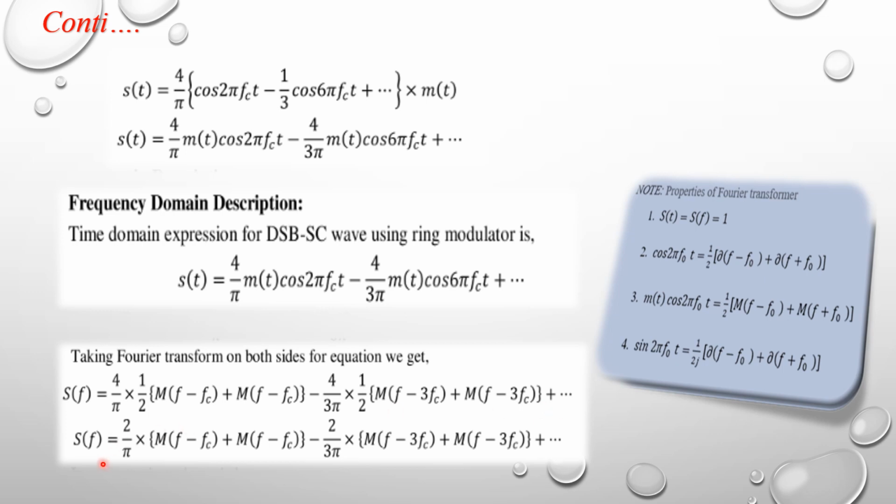So S(f) is equal to 2/π [M(f − fc) + M(f + fc)] − 2/3π [M(f − 3fc) + M(f + 3fc)], and so on. This is the frequency domain description for the ring modulator output. The earlier one was the time domain description and this is the frequency domain description.